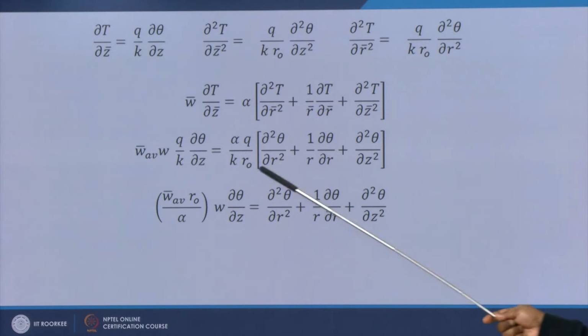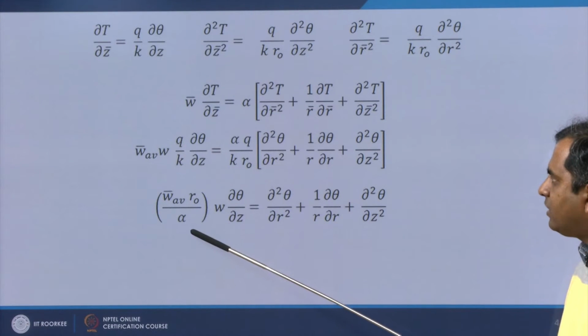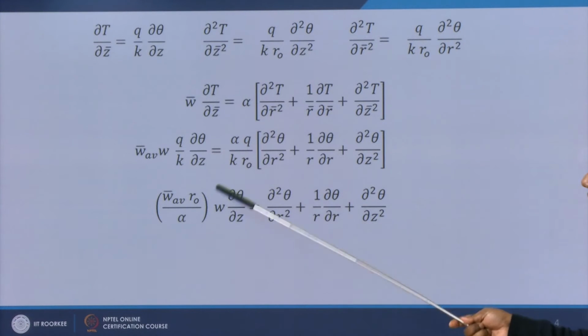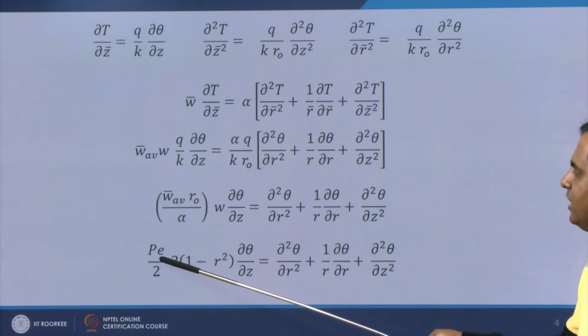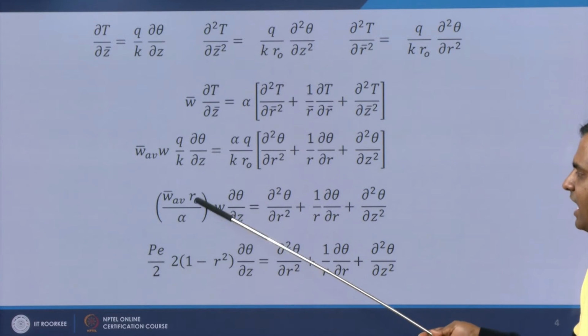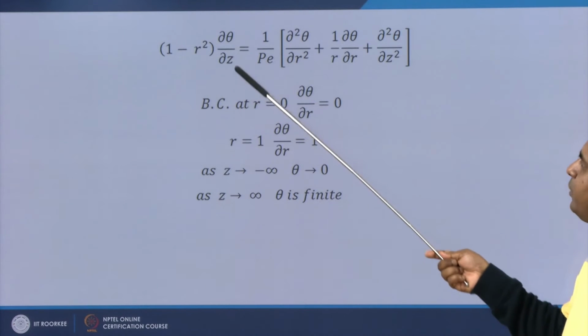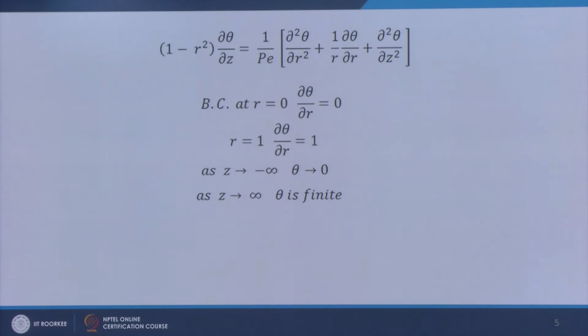Further simplification, cancellation of terms from both sides, we can get w average r naught by alpha, where alpha is nothing but k by rho Cp, okay. Alpha is over here once again. So we can get over here a non-dimensional number, which is actually the Peclet number. If we define the Peclet number based on the diameter, then Peclet number by 2 will be coming over here, okay. And as w is a parabolic velocity profile, that can be written as 2 into 1 minus r square, okay. So ultimately we get a very simplified equation like this: 1 minus r square del theta del z is equal to 1 by Peclet number plus radial conduction plus axial conduction, okay.